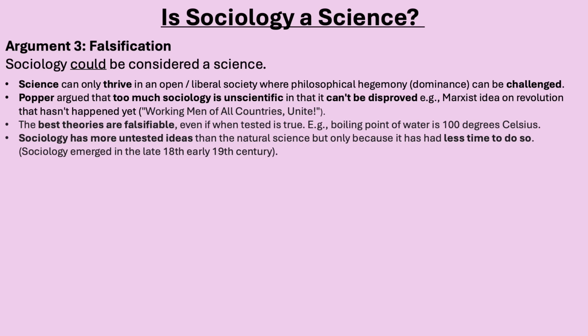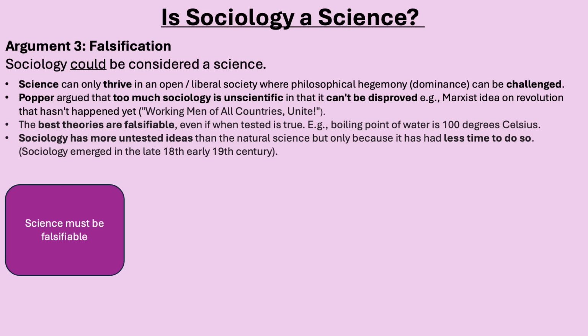So, for example, we can test, and I'm sure you will have done this in your science lessons at school, that the boiling point of water is 100 degrees Celsius. So that's an example of the natural sciences. Sociology has more untested ideas than natural scientists, but that is only because it's had less time to do so. So science has been around since like BC, thousands of years, traditional science, whereas sociology has only been around since like the 18th, 19th century.